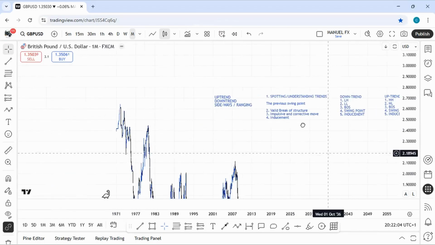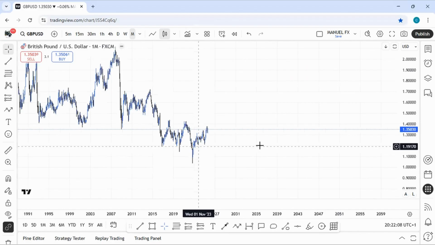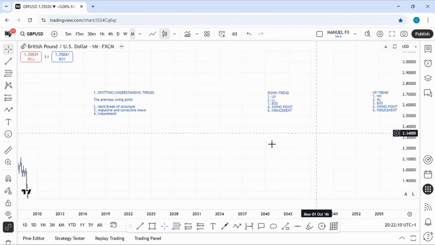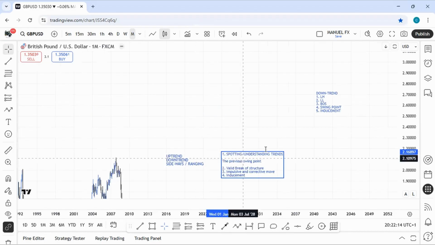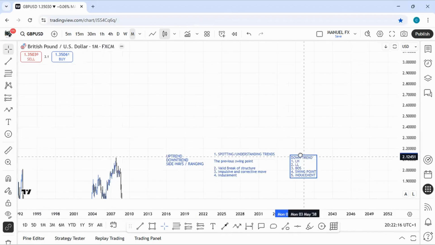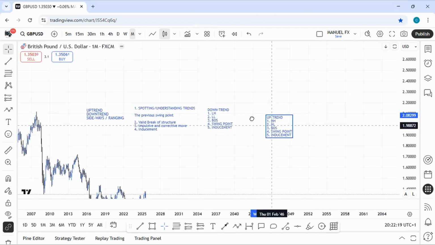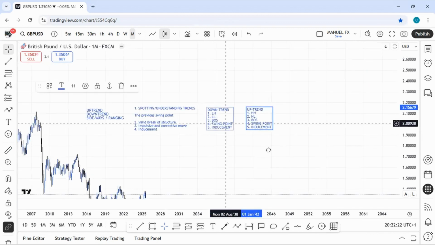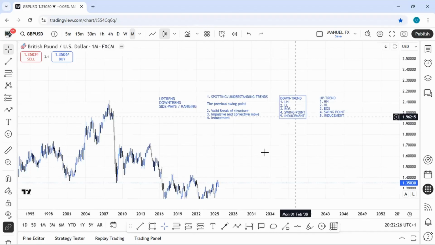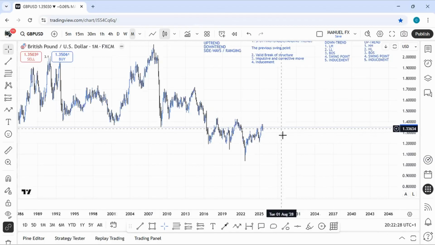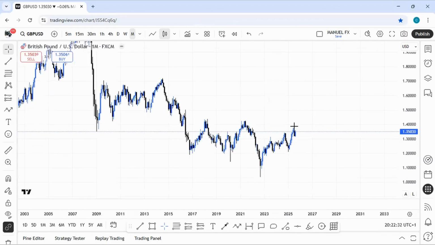So now, what am I expecting? I want to look for a valid break of structure. Well, we are on the first one, spotting trends. Now, for a downtrend, I want to look for the last lower high and the last lower low.